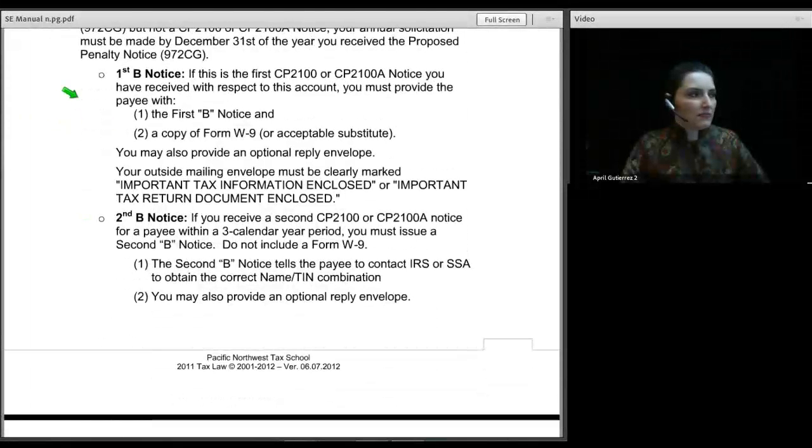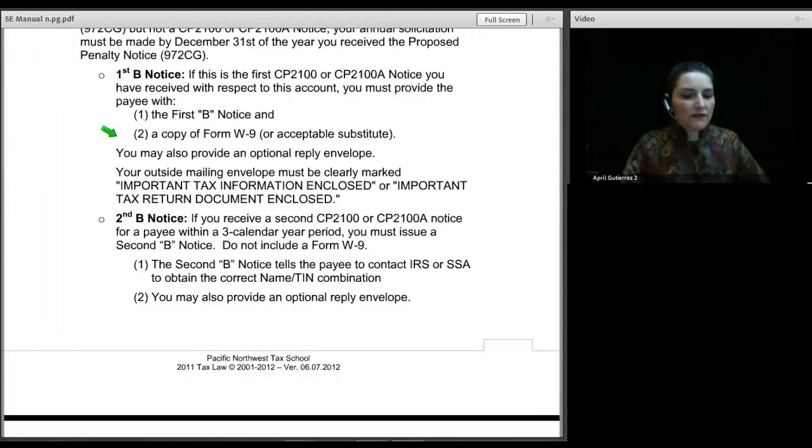So what goes out in a B notice? What is a B notice? Well, the first B notice. If this is the first CP 2100 notice you have received with respect to this account, that is the payee, you must provide the payee with the first B notice and a copy of Form W-9 or an acceptable substitute. You may also provide an optional reply envelope. Your outside mailing envelope, that is the envelope you use to mail the B notice in, must be clearly marked important tax information enclosed or important tax return document enclosed.